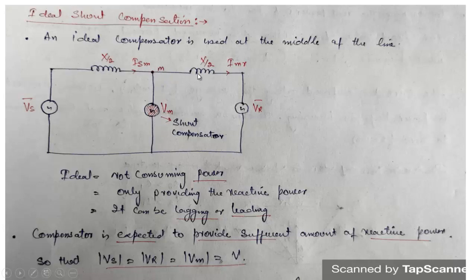So let us say it is divided into two. This is x by 2, this is x by 2. The current flowing from this point to this point is denoted by IMR, and the current flowing from source to midpoint is ISM. Ideal means it is not consuming any power, it is only providing the reactive power. This reactive power can be lagging or leading. So the compensator is expected to provide a sufficient amount of reactive power so that Vs is equal to Vr is equal to Vm is equal to V. So all these voltages should be equal.